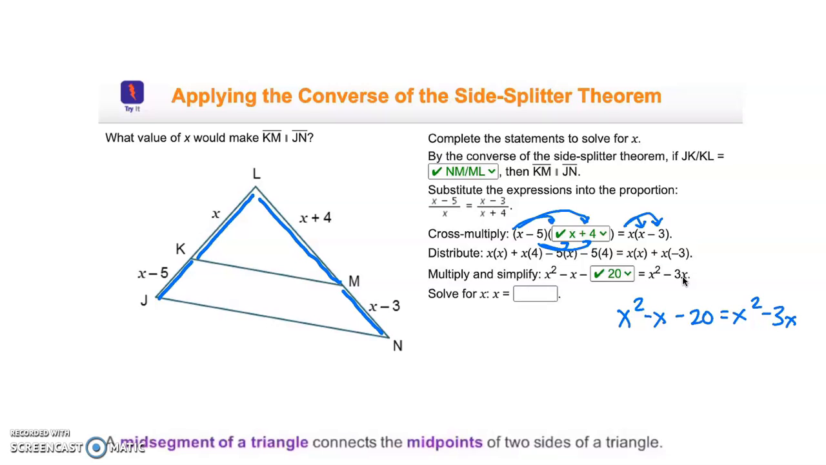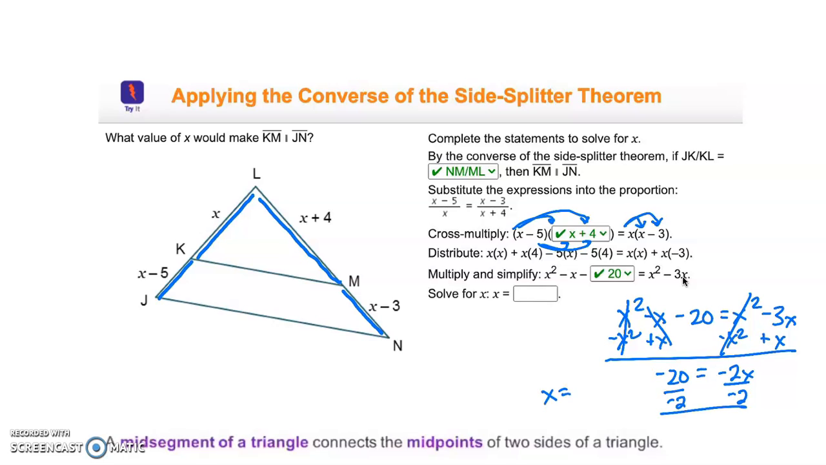If we're going to subtract x squared from both sides, we get rid of our x squareds. I'm going to add x to both sides. So that's 0, and I'm left with negative 20 equals a negative 2x. And I divide by negative 2, divide by negative 2, and I get x equals a positive 10. So that is the value of x, and that makes those two lines parallel.